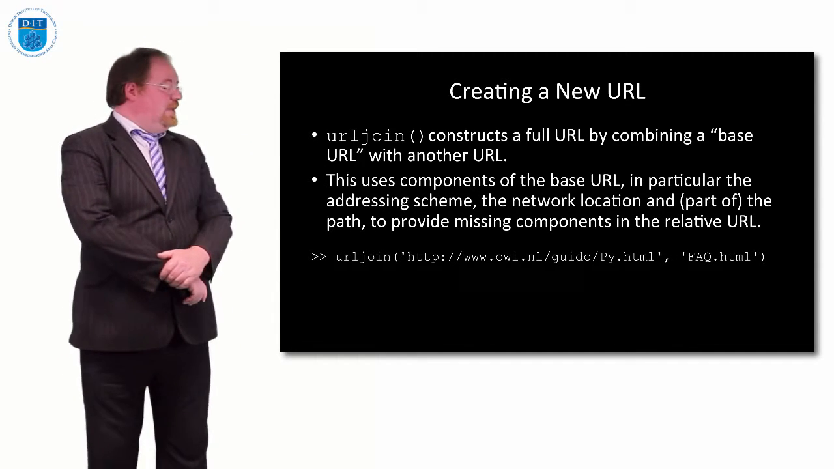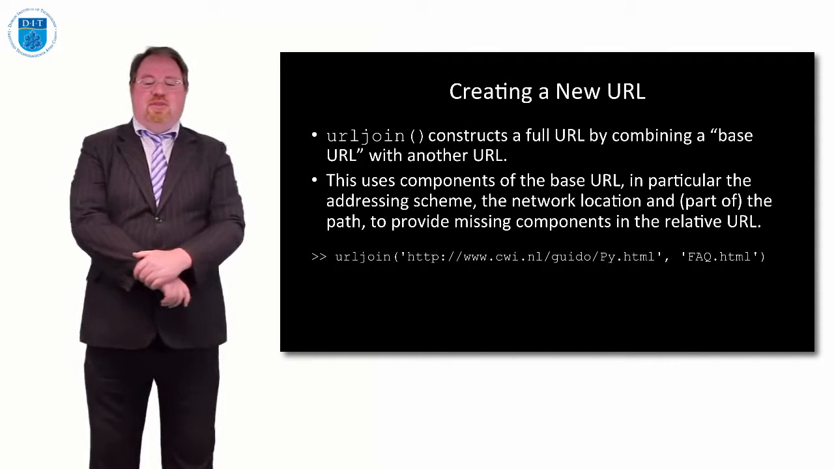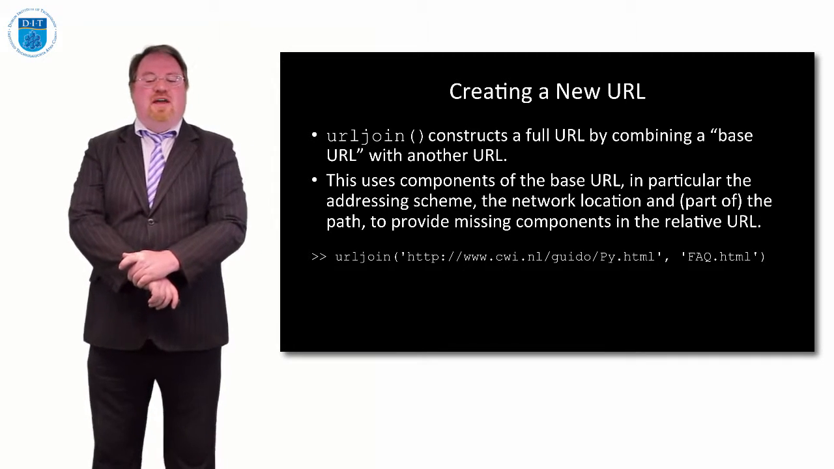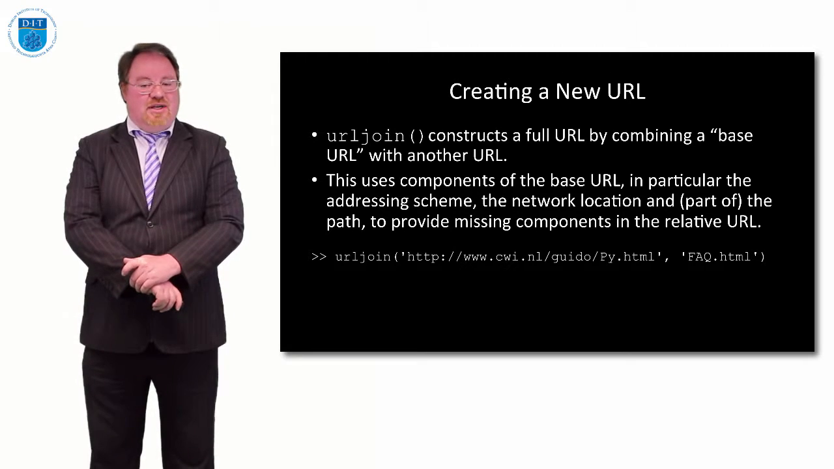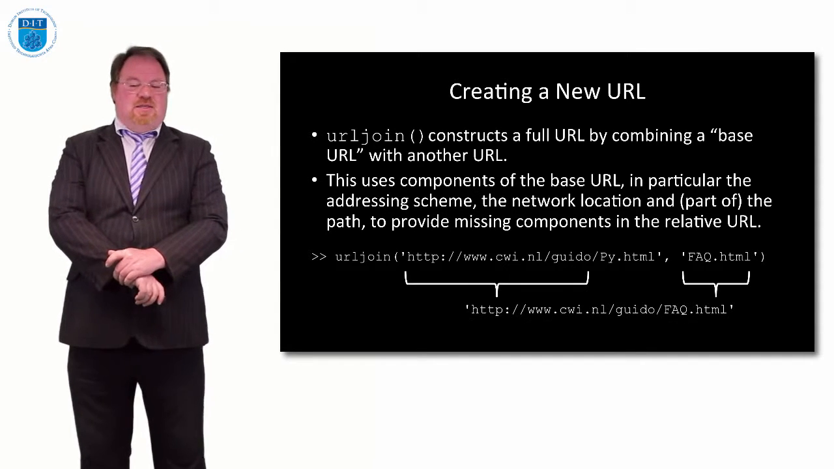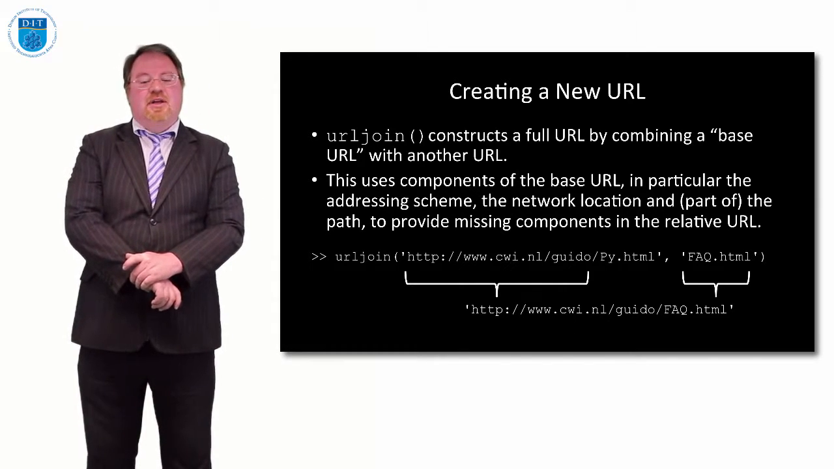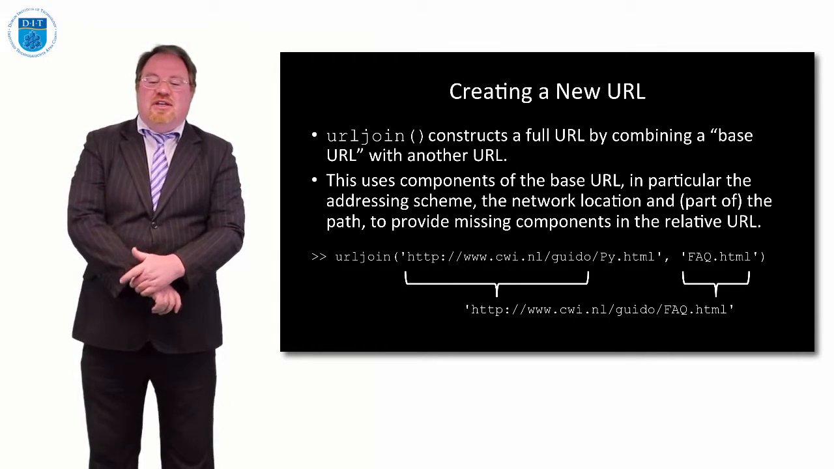So let's say I have a page address at the moment, www.cwi.nl/guido/py.html, and on that page is a link to faq.html. That means faq.html is a relative link. So using urljoin, it'll create a new URL called cwi.nl/guido/faq.html. So it cuts off the web page name from the first parameter and sticks in the web page name from the second parameter. That's all it does to create a new name.